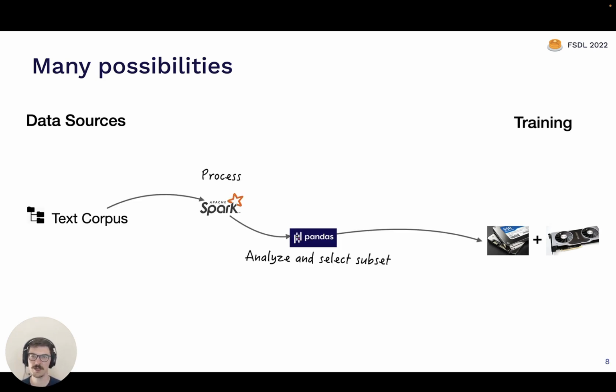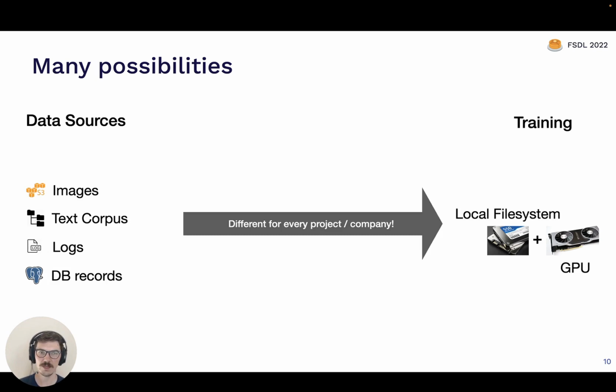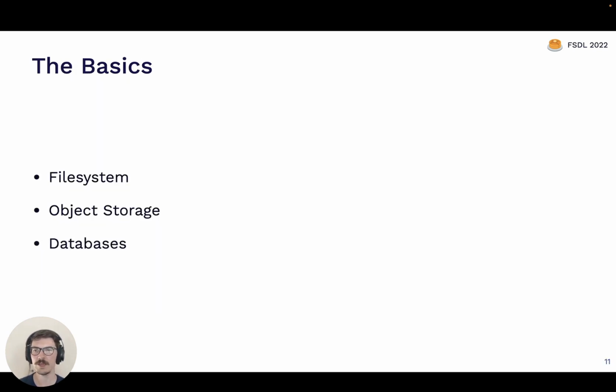Or maybe you have a bunch of text that you need to process in some distributed way, then analyze the data, select a subset of it, put that on the local machine. Or maybe you have a nice process with a data lake that ingests logs and database records, and then from that you can aggregate and process it. So that's always going to be different, but the basics are always going to be the same. And they concern the file system, object storage, and databases.